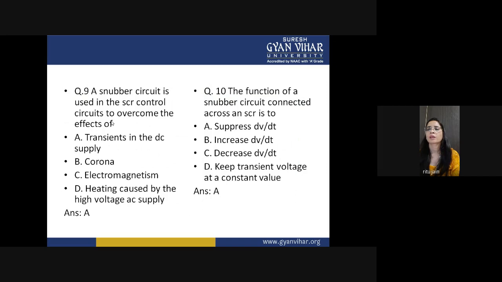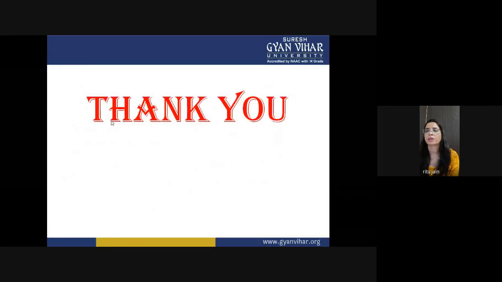Next, the function of a snubber circuit connected across an SCR is to suppress dV/dt, increase dV/dt, decrease dV/dt, or keep transient voltage at a constant value. So it will always suppress dV/dt. The voltage changing with time can damage your circuit, so the snubber circuit is used to protect the SCR by suppressing the value of dV/dt. So this is all about your triggering.